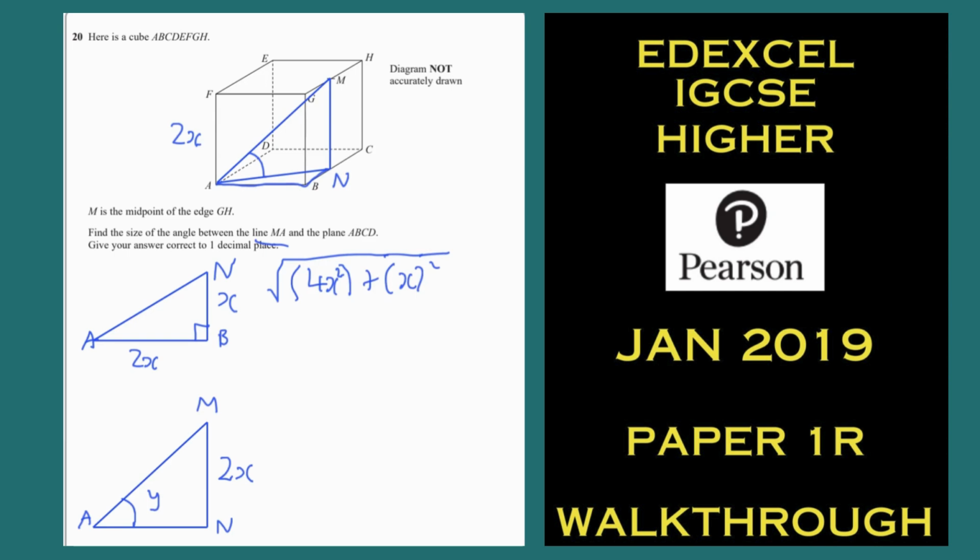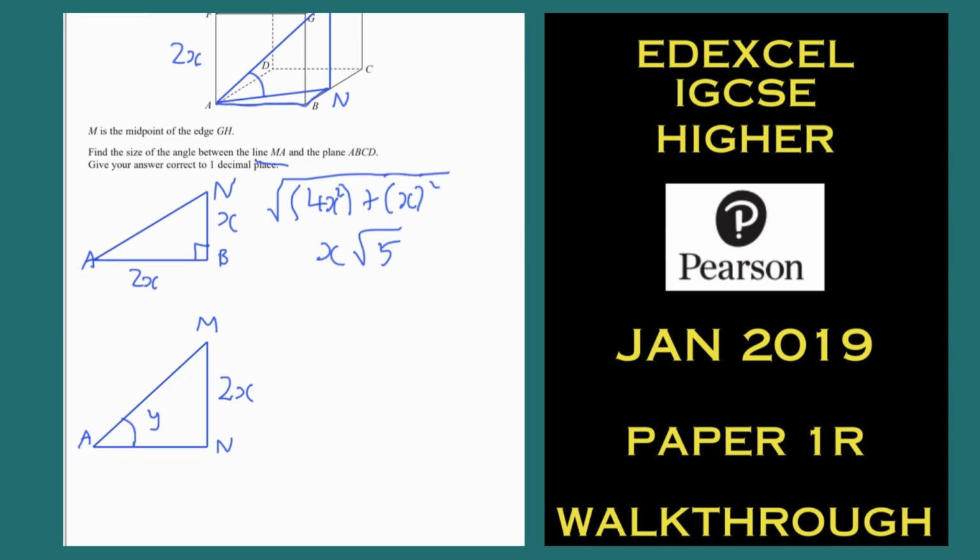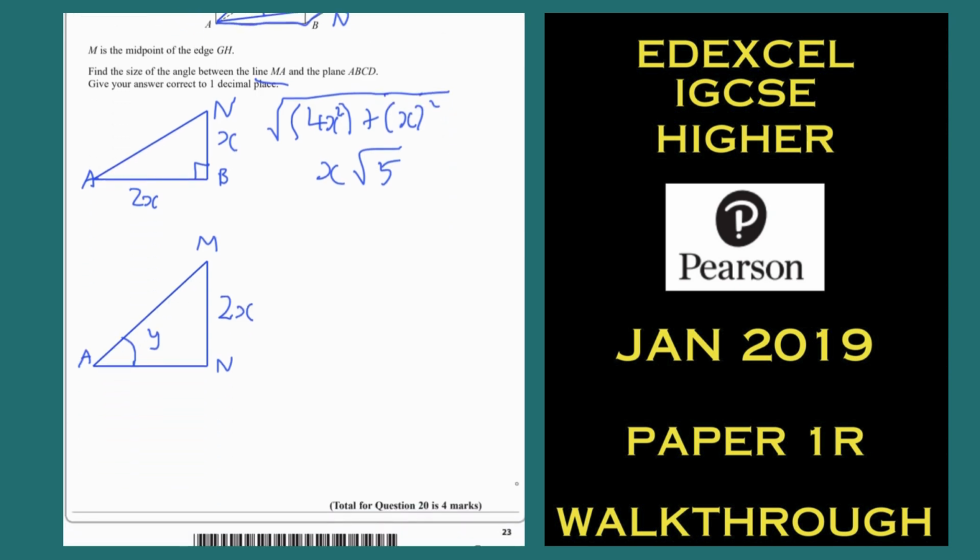Now obviously that means we get 5x squared. When you root the whole lot, the x comes out the other side because it's root of x squared, but there's a 5 there as well, which obviously you could write as a decimal, but who cares? X root 5 is the length of the line A to N. Let's put it on.